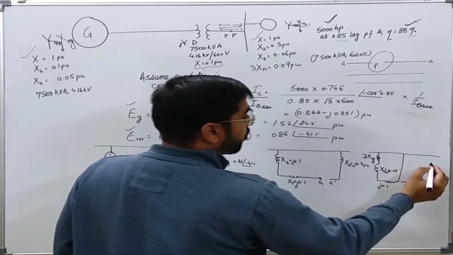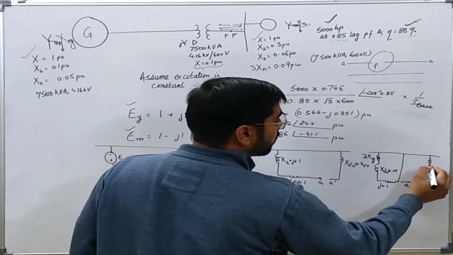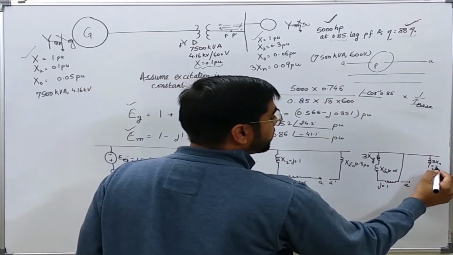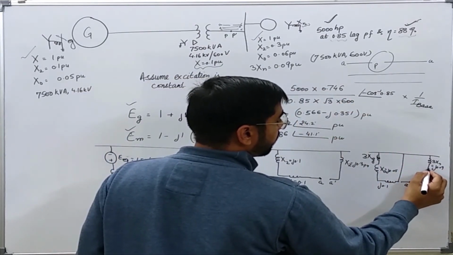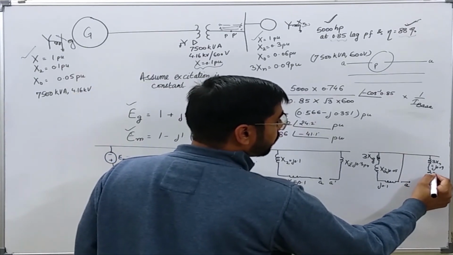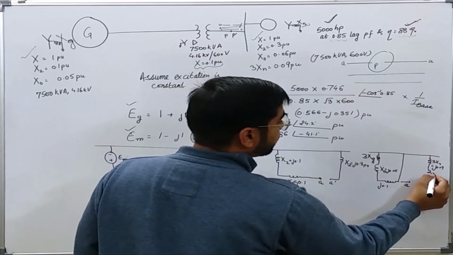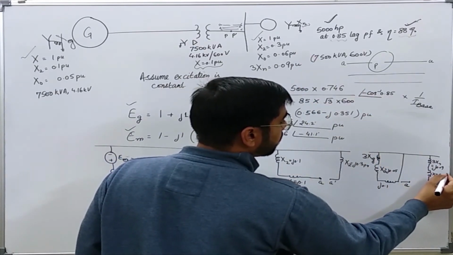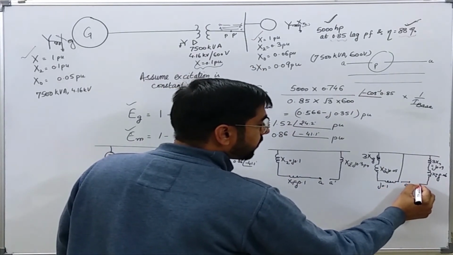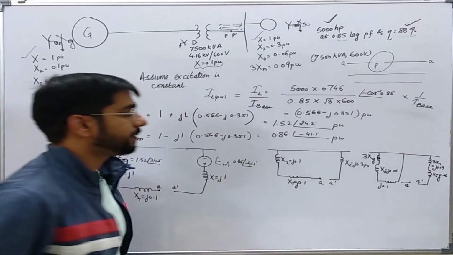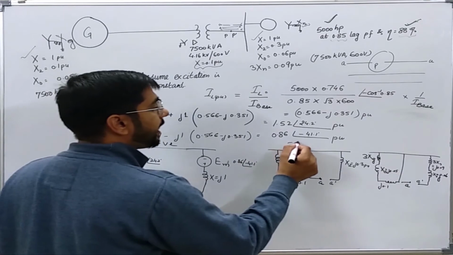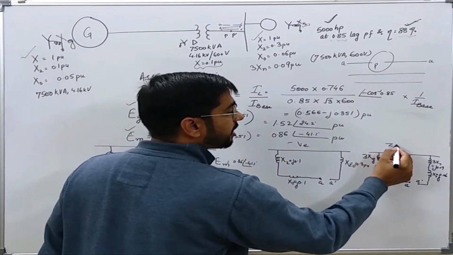Now let us go to the motor side. 3Xn equals J 0.09 per unit, and X0 equals J 0.06 per unit, and this point is A dash. Okay, now I have drawn the positive sequence network, the negative sequence network, and the zero sequence network.